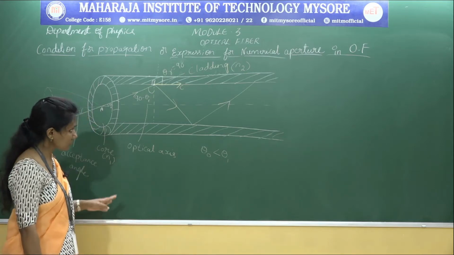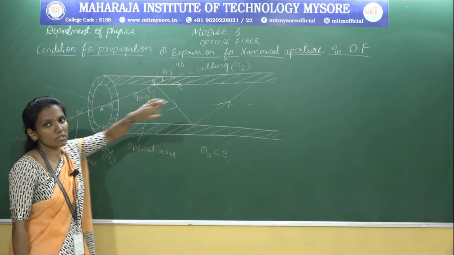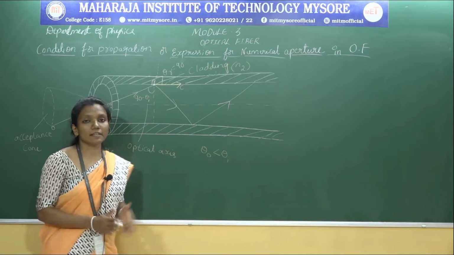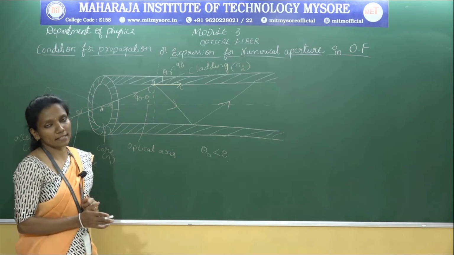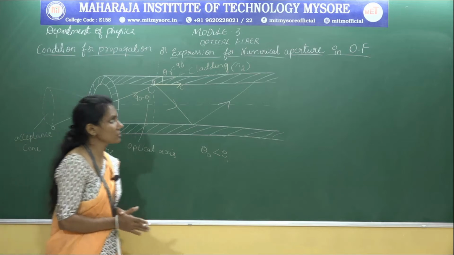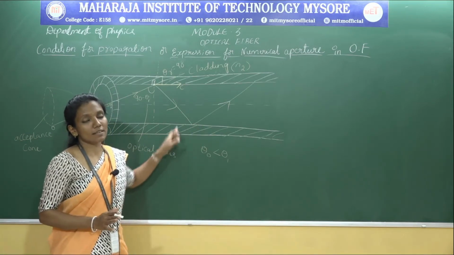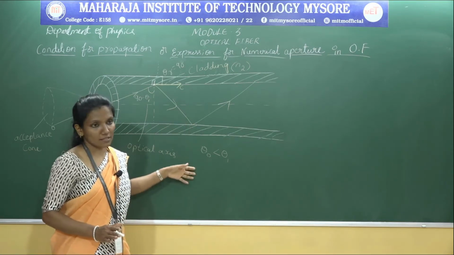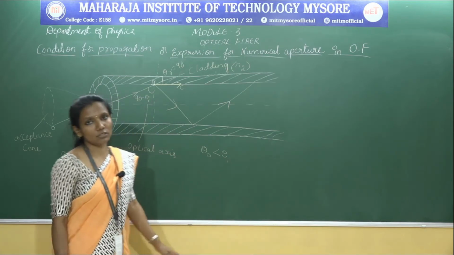Now we have to derive the condition for this optical fiber. What is the condition for light to travel inside the optical fiber? For that, we need the expression for numerical aperture. Numerical aperture means how much light the optical fiber can gather, that is, the capacity of the optical fiber to collect the number of rays. So we have to derive the required condition.